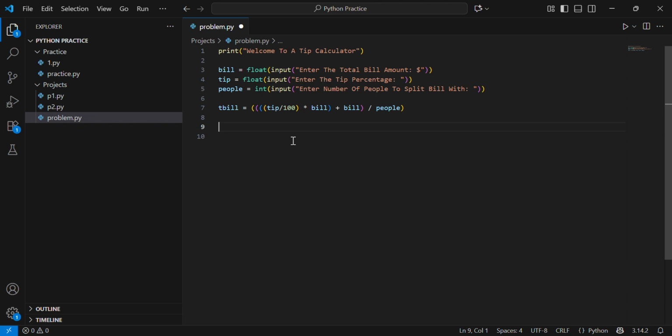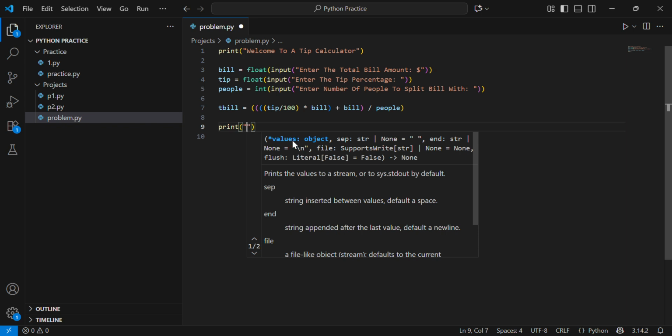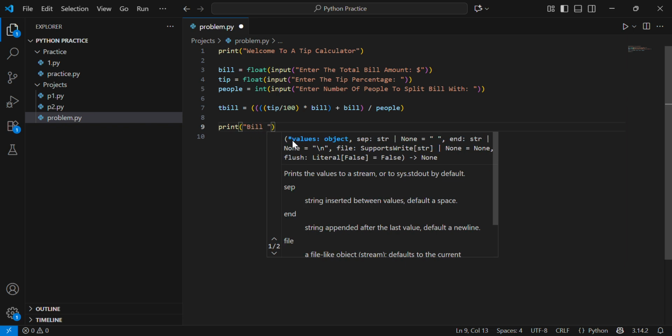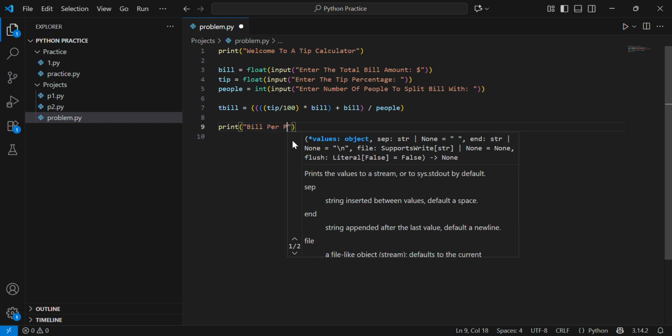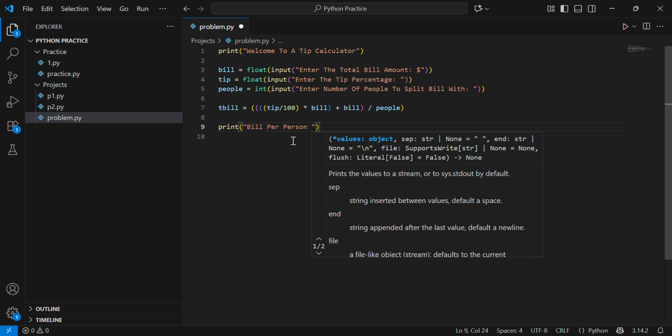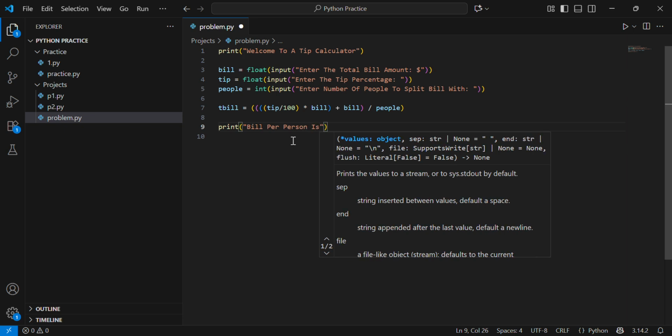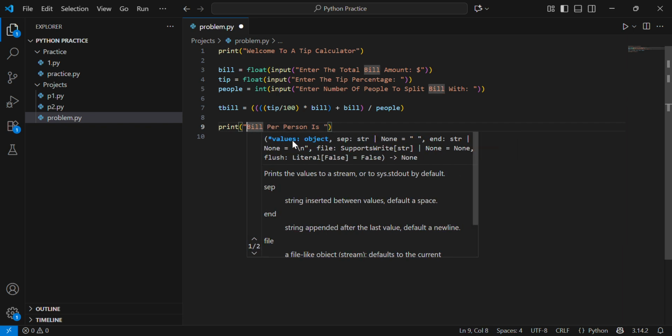So here we will print bill per person is given. Set the data type to F string.